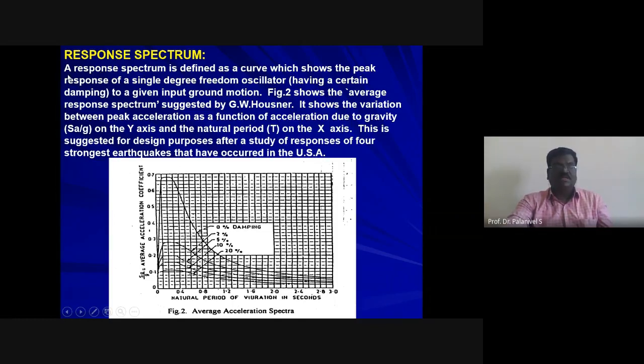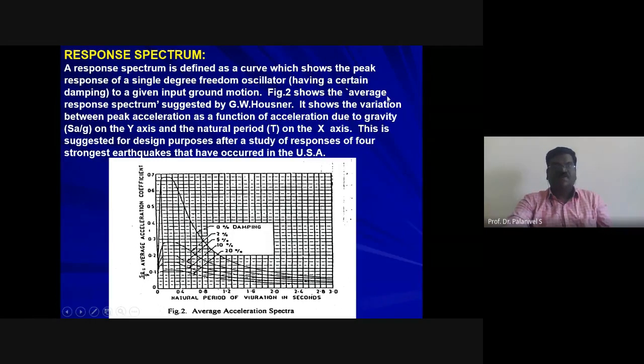Please, all of you, listen here. A response spectrum is defined as a curve which shows the peak response of a single degree of freedom oscillator having a certain damping, say 5% damping, to a given input ground motion. The input ground motion is the well-known time histories, signatures of well-known earthquakes that we are giving.